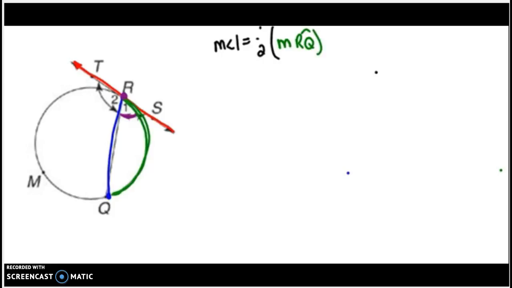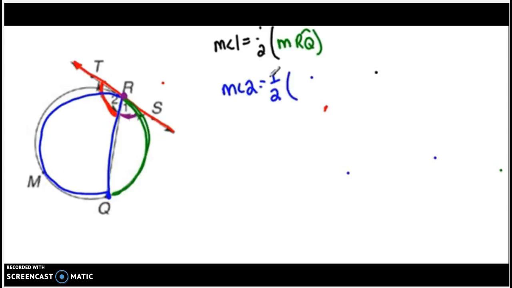And likewise, on the other side, angle 2, its degree measure is also going to be equal to half of its intercepted arc. Its intercepted arc starts here at point R, where we're tangent to the circle, and goes all the way through M and over to Q. So the measure of angle 2 is half, and because that's a major arc, it travels more than halfway around the circle, I need to name it using 3 points, R, M, Q. So that's the second big idea for today.